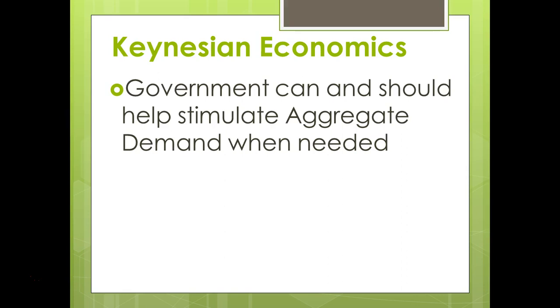The only way to stop it was have the government borrow money and spend to get things started again. Because if people weren't spending, someone needed to spend. And for Keynes, it was the role of the government. So Keynesian economics is just this idea that government can and should help stimulate aggregate demand when it's needed.